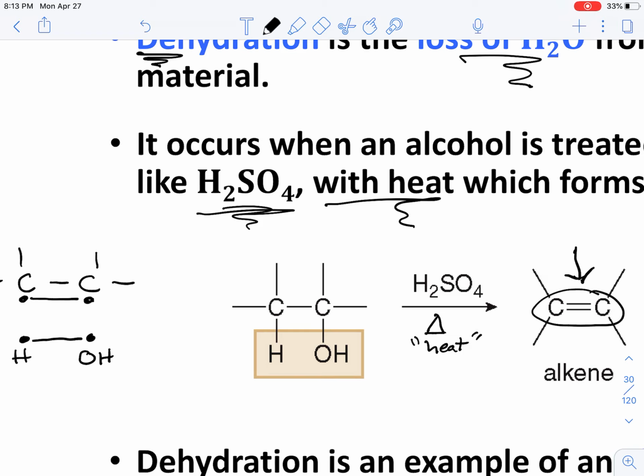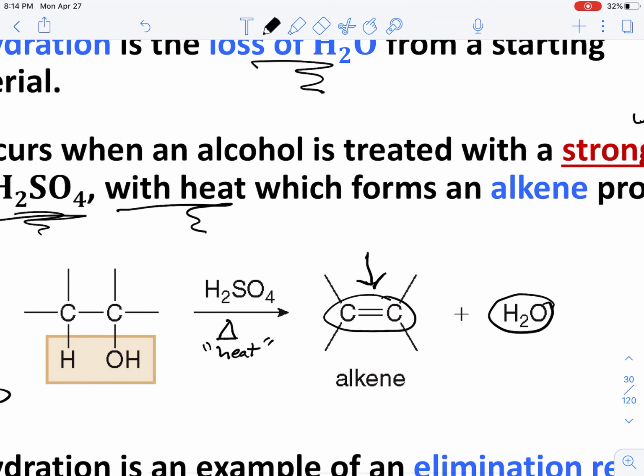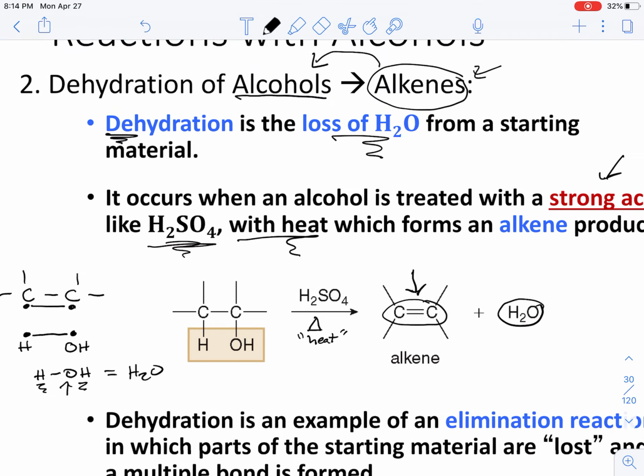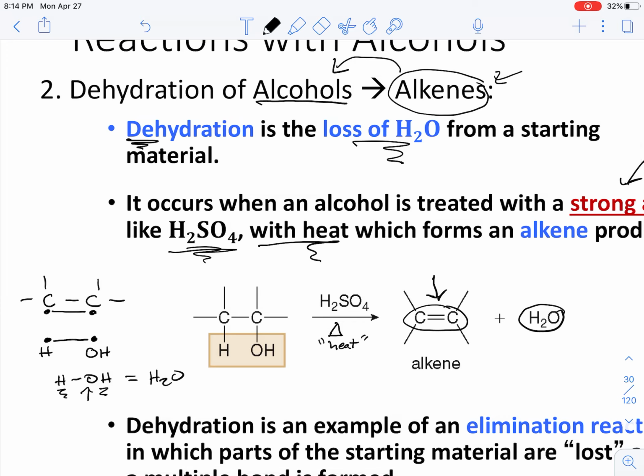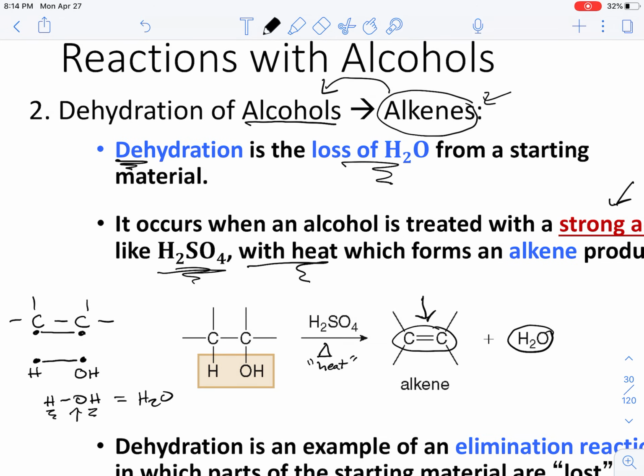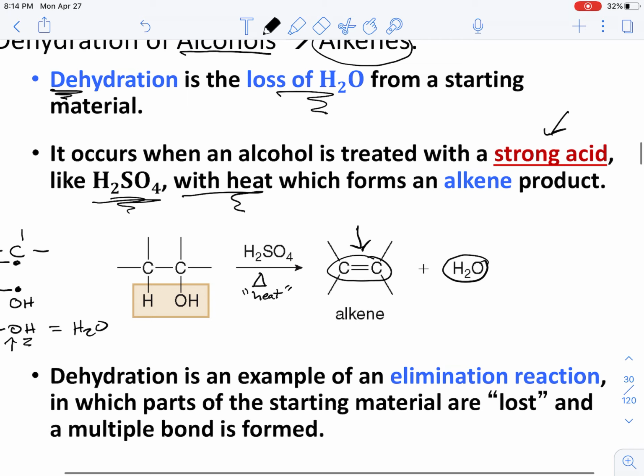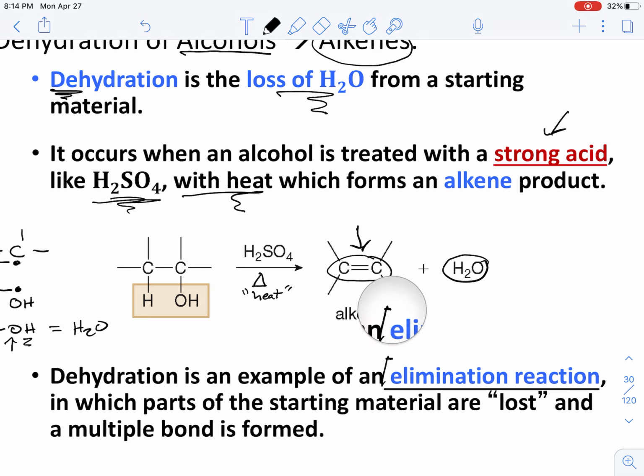When I connect these two electrons, it forms a covalent bond between hydrogen and oxygen, forming water, right? H2O. There's two hydrogens and one oxygen. And so you guys can go ahead and think about the reaction in that sense, if it helps you understand what's happening in this reaction. Okay. And so dehydration reaction is an example of an elimination reaction, whereas hydration reaction is an example of an addition reaction.